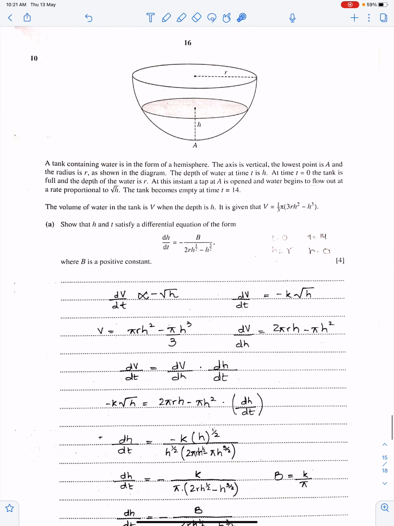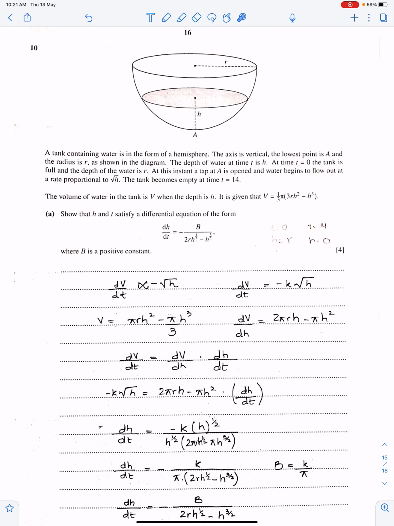Next question. Question number 10. A tank containing water is in the form of a hemisphere. The axis is vertical. The lowest point is A, and the radius is r. Therefore, the height must also be r. This is the height.